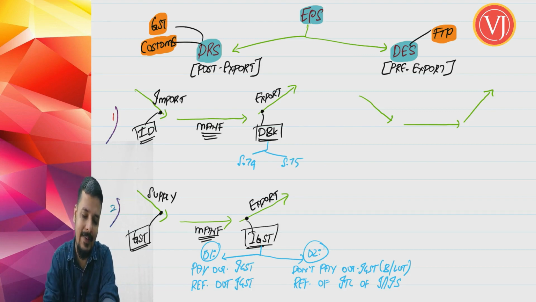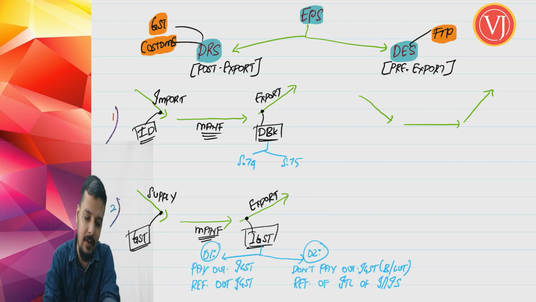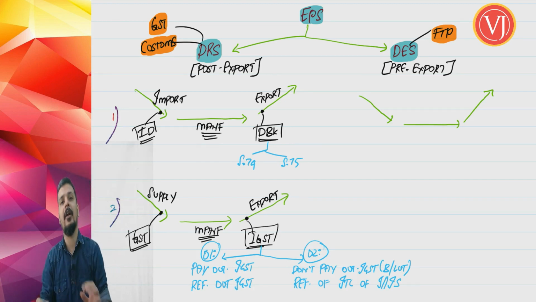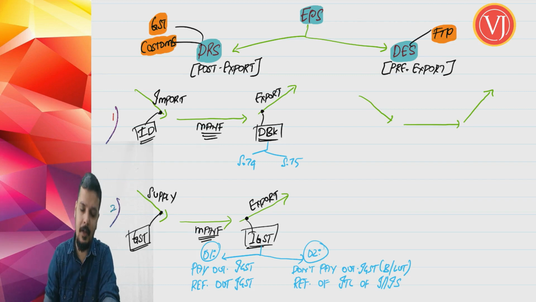Friends, what we can easily understand from these points, the conclusion we can make out from these points, is that here we are talking about post-export benefit. After export, you are getting something. Yes, it's all about refund. Duty drawback is nothing but refund of import duty. So everything is all about your refund.